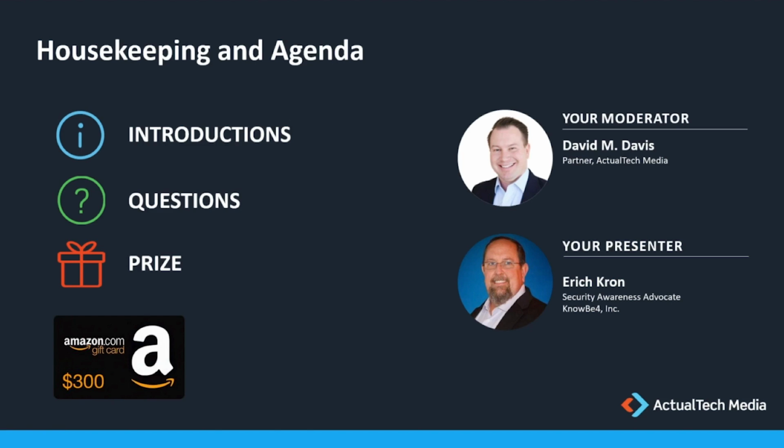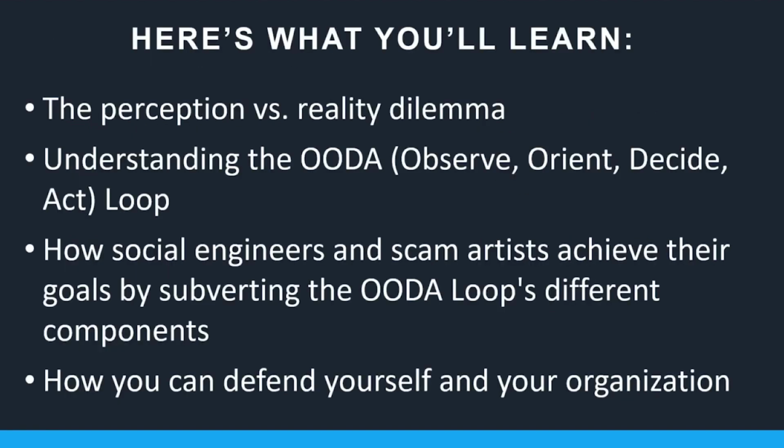So with that, let's do a quick review of what you're going to learn on today's webinar. First off, we'll be talking about the perception versus the reality when it comes to social engineering. And then you'll understand by the end of today's event what they call OODA, or Observe, Orient, Decide, and Act. Eric's got some cool info on that. You'll learn about how social engineers and scam artists achieve their goals by subverting the OODA loop and the different components of that. And then finally, how to defend yourself and your organization.